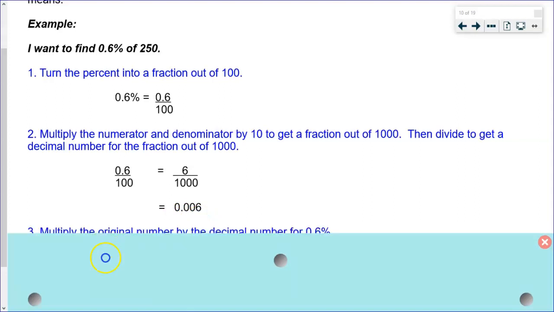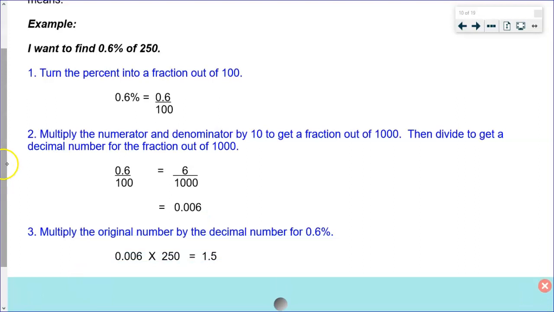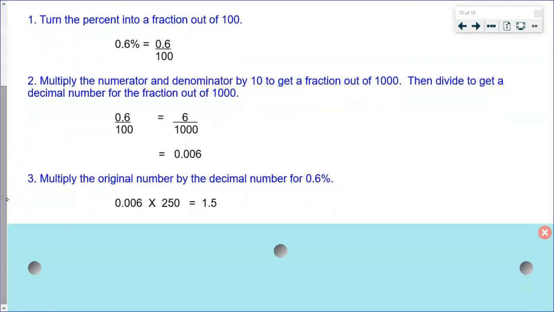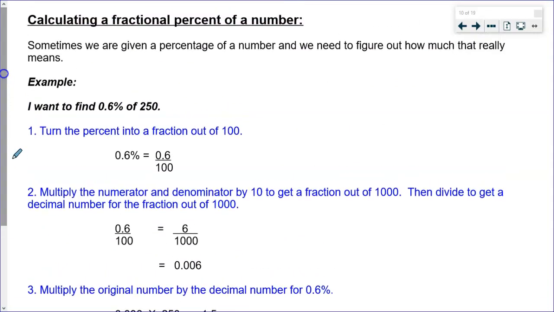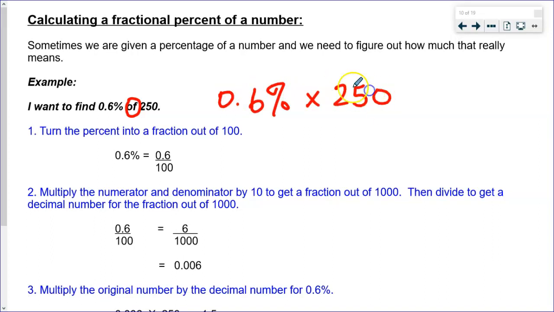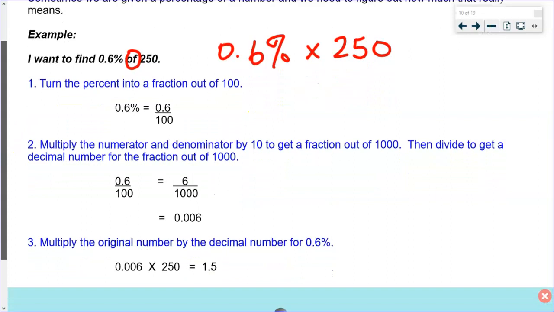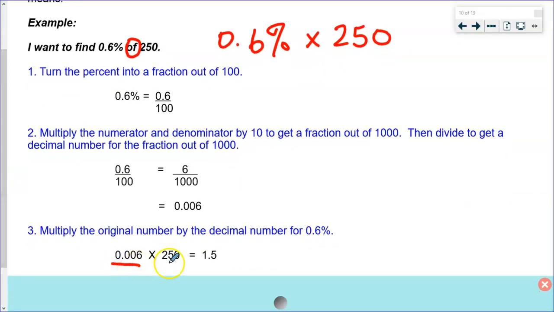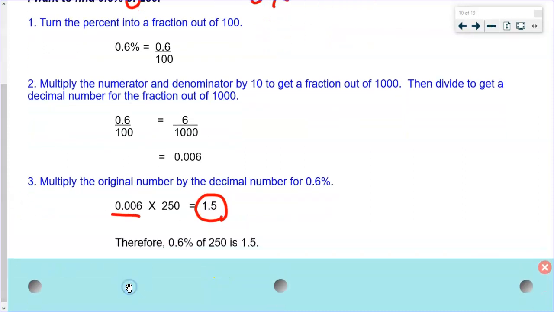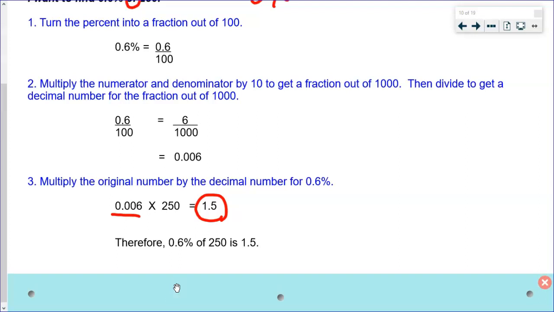Okay, onward. We're going to multiply the original number by the decimal for 0.6%. So what I want you to really key on, just remember that of means multiply. So this is the same as saying 0.6% times 250. But we need to get that percent out of there and into a decimal, which is what we've done here. We times it by 250 now, and the answer is 1.5. So 0.6% of 250 is 1.5. So that's the whole number that we were looking for. All right, and there it's shown right there.